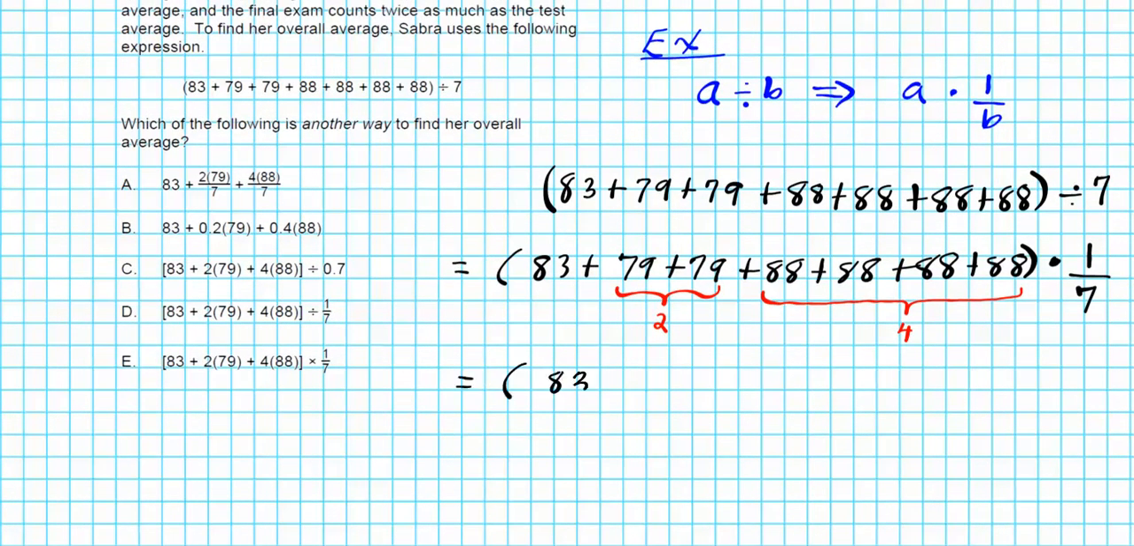All right, so we can condense that further and write it as 83 is just by itself, plus you add in 79 two times, so it's the same thing as 2 times 79, okay? And then if you add in 88 four times, it's the same thing as 4 times 88. Addition is repeated multiplication, all right? And in that, we multiply by the reciprocal of 7. We already talked about that, which is 1 over 7. So that is another way to write the overall average. Our answer for number 33 is option letter E.